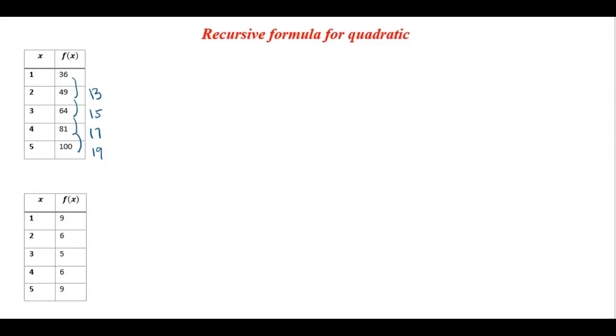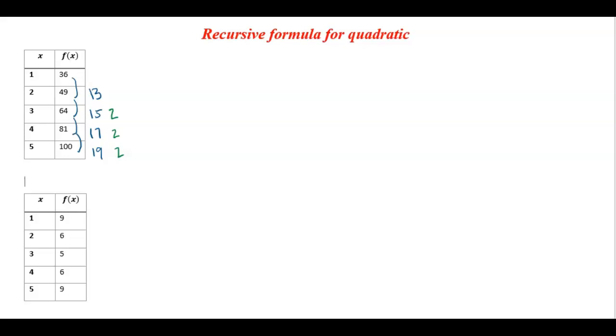So therefore, we have to find out if we have a constant second difference. What do we add to 13 to get 15? That will be 2. And 15 plus 2 is 17, and 17 plus 2 is 19. That's the second difference, and it is constant. Therefore, we know this table represents a quadratic function.